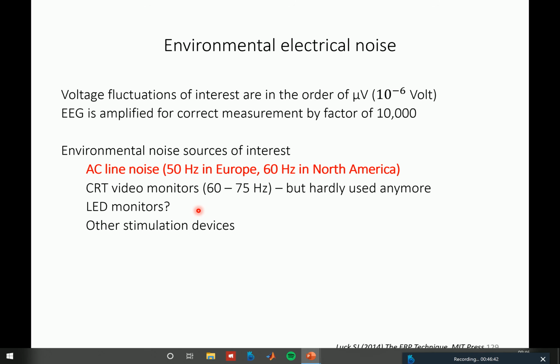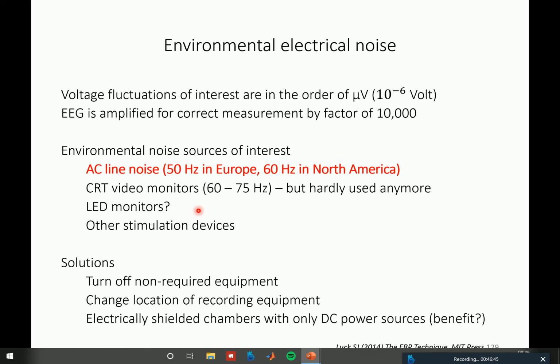So you have to actually watch out for that. Solutions are usually basically turn off everything that is not required. Maybe move the recording equipment a little bit around. Sometimes you have this kind of antenna effect, especially with the BioSemi, that if you put the leads of the electrodes a little bit differently, then they don't pick up this ambient electrical activity.